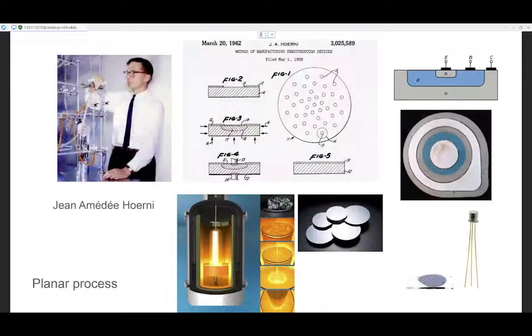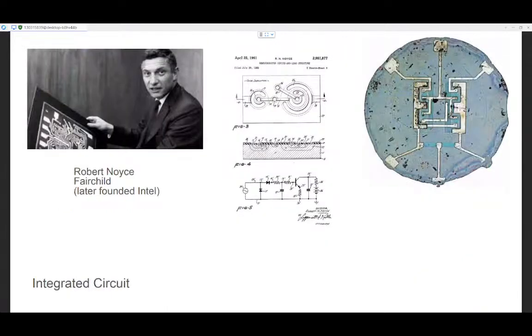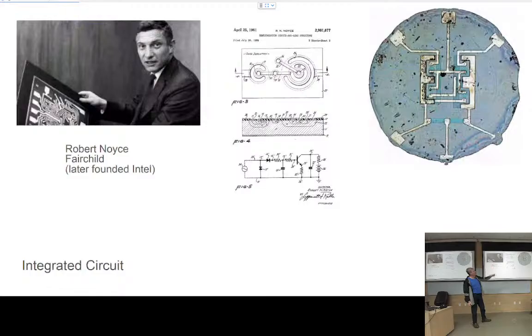But the main thing is that once people looked at this and saw all these transistors, they said, well, why don't we connect them? So that's what Robert Noyce, working at Fairchild, did. He sent the patent just a few months later. It was only approved in 1961, but it's from 1959. So here is a device that has 4 transistors in it, and they're connected.